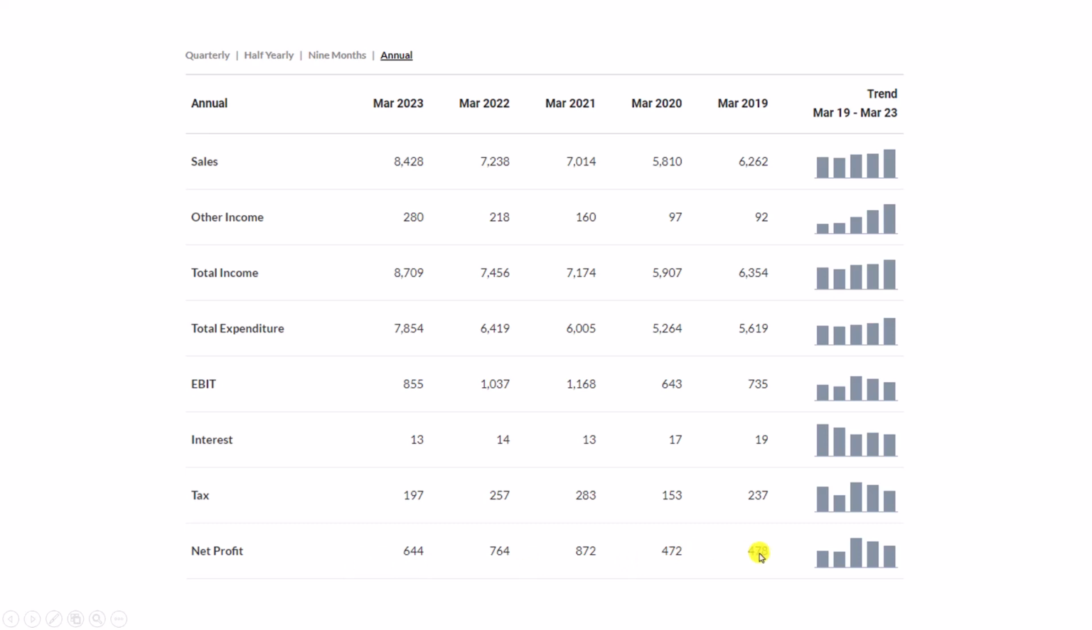Okay? But if you look here, in 2019, 478 crore rupees was the profit, meaning the previous year. 472 was in 2020. Then 872 in 21. 22 it was 764 and this. So from here to here there is a reduction of 6 crore rupees, but from here to here it is almost doubled. But from here to here it has reduced, from here to here it has reduced.